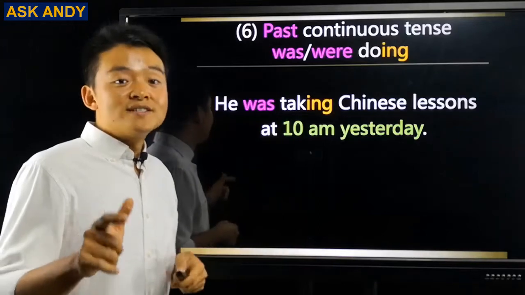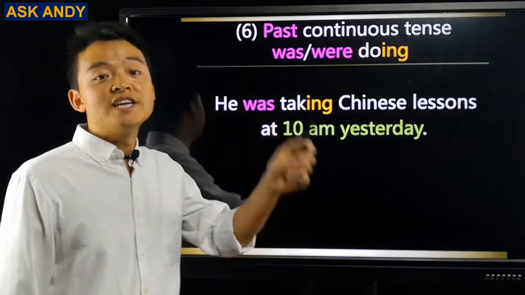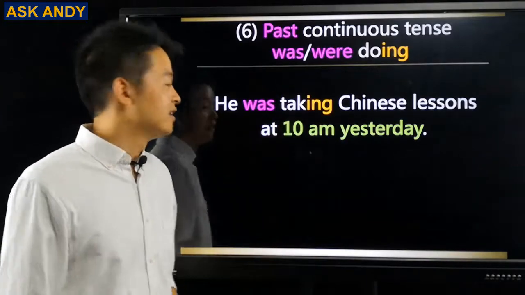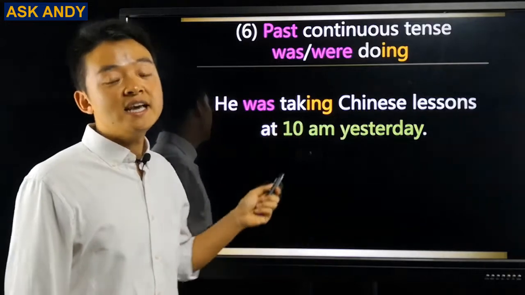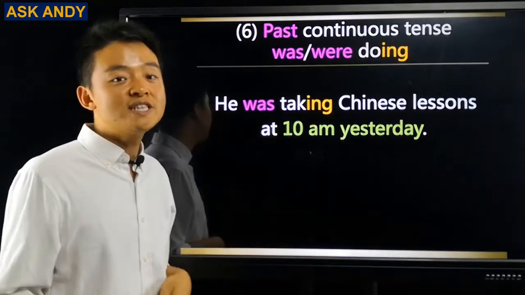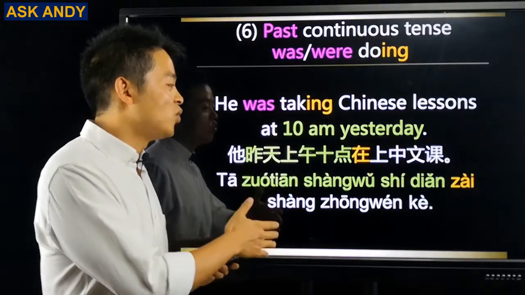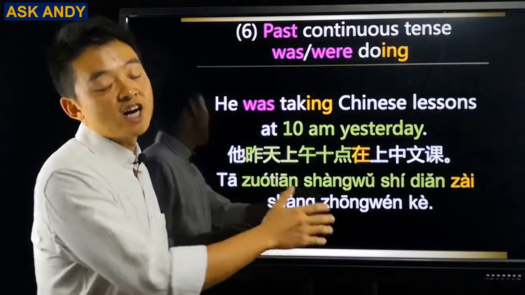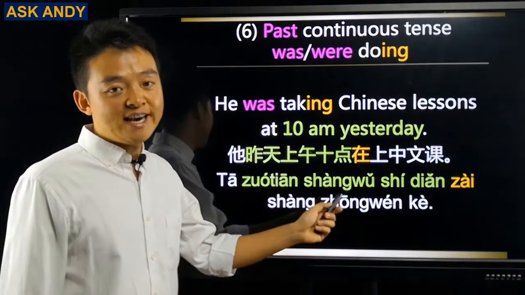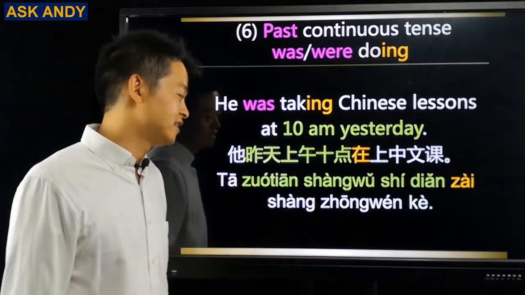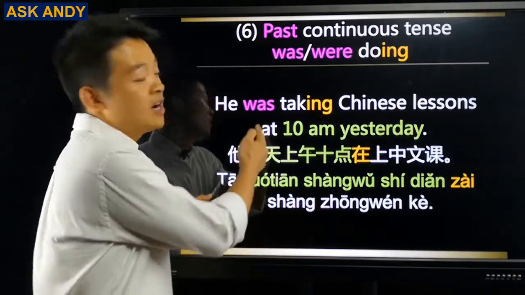Okay, number 6. This is the last one, last tense we are going to talk about. Past continuous tense. Was or were doing. The example is, he was taking Chinese lessons at 10 a.m. yesterday. How do you say that in Chinese? It is, 他昨天上午10点在上中文课。And you can see nothing in this sentence shows was.